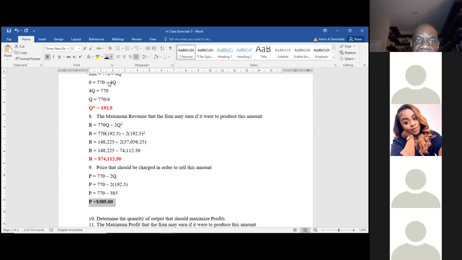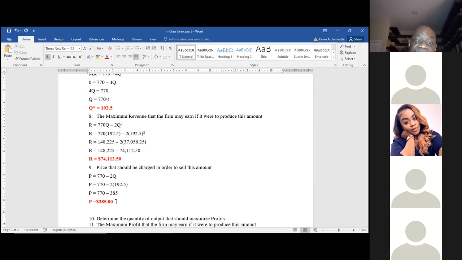Bold. Bingo. Right. Now, what does it tell us? When we produce and sell 192.5 units, we will maximize our revenues, and we will be earning $74,112.50. And if we were going to sell that entire 192.5 units, we should charge $385 per unit.